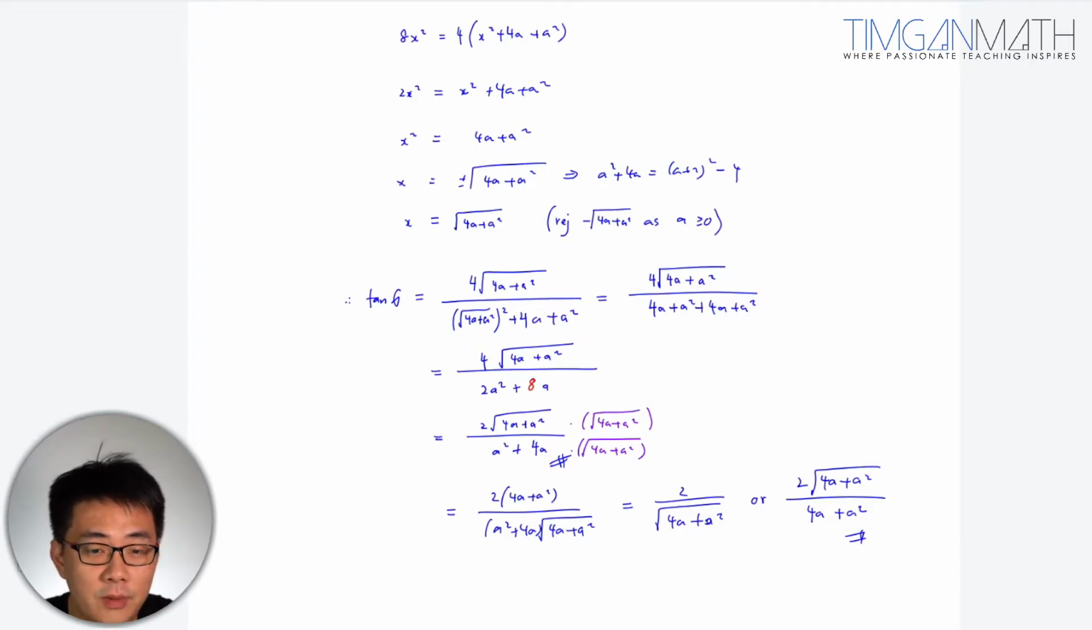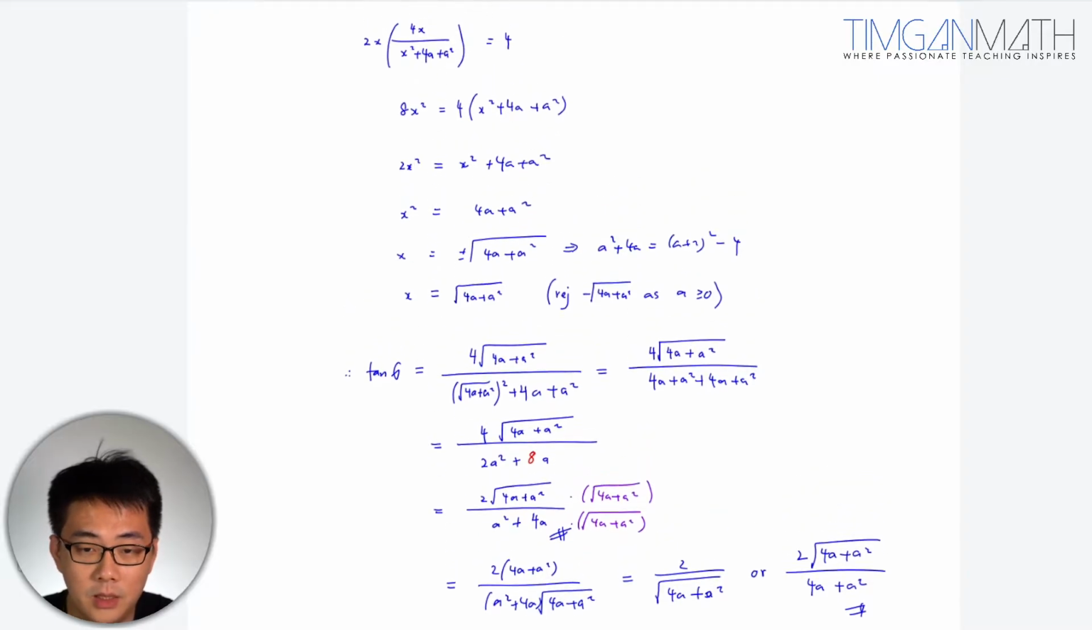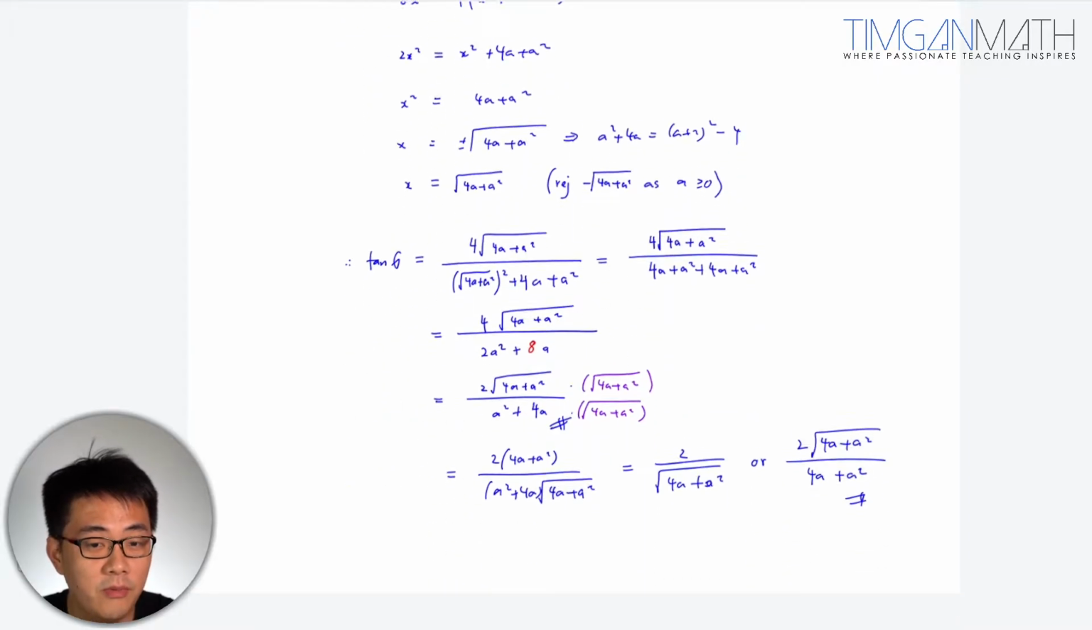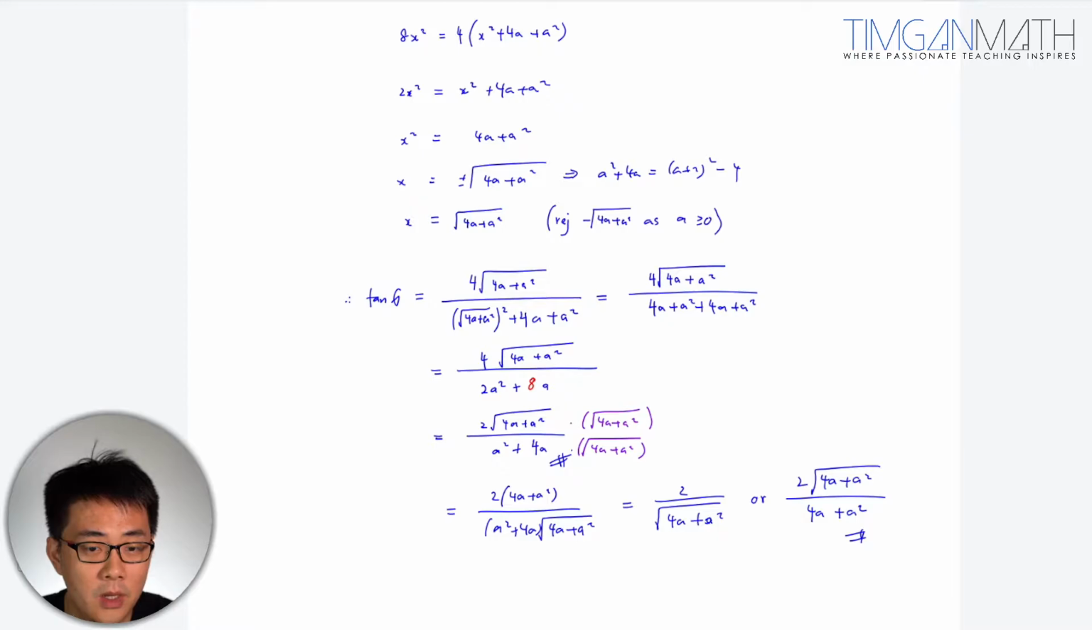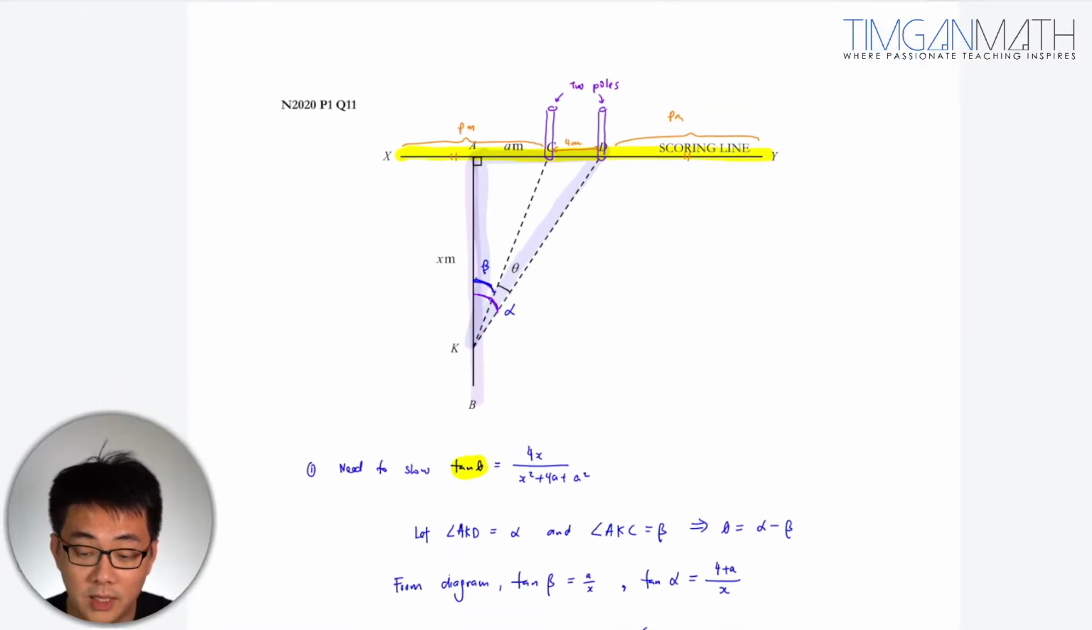So let's look at part 3. Now the corresponding value of x found in part 2 is called the optimal point. The corresponding value of theta is called the optimal angle. So explain why a player may decide not to take the kick from the optimal point. Okay, now let's try and understand the question here.